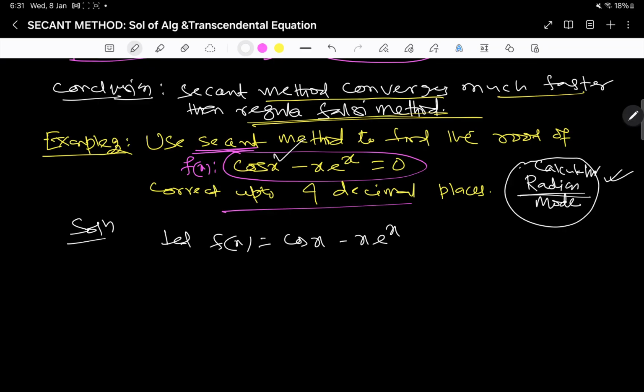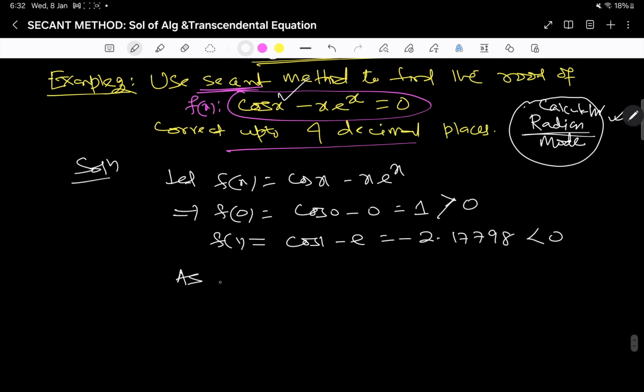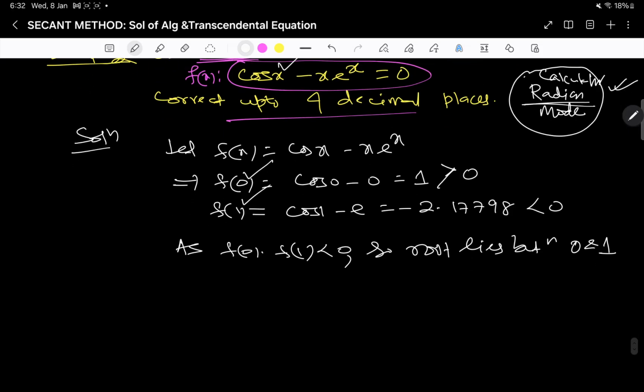You find f of 0. So this implies f of 0 is cos 0 minus 0, which is 1 here. And you find f of 1, it is cos 1 minus e, which is minus 2.17798. This is positive and this is negative. As f0 into f1 is negative, the root lies between 0 and 1.